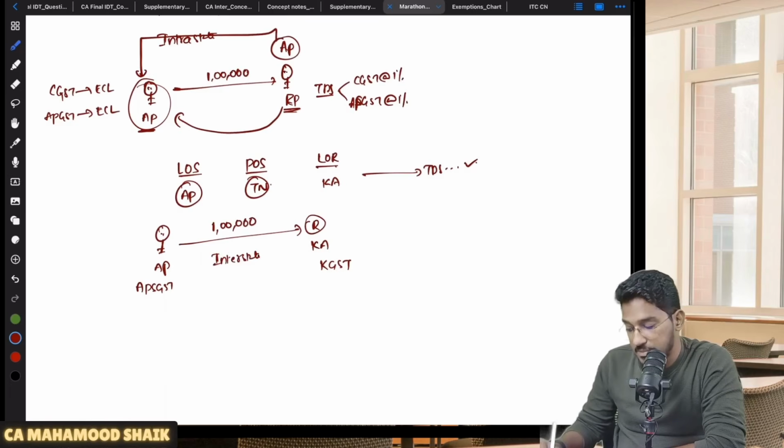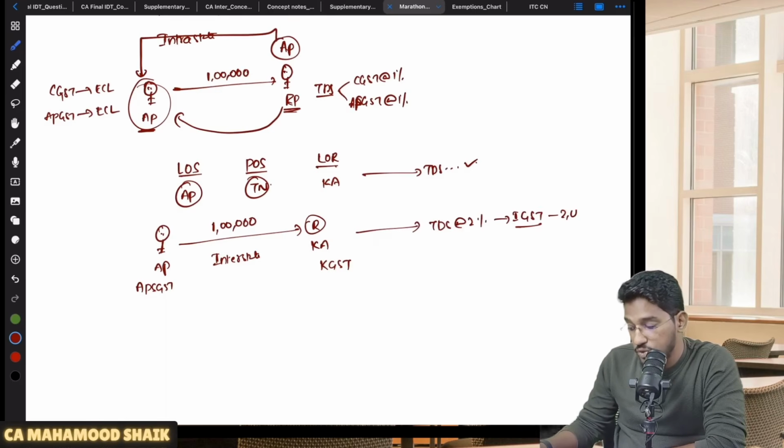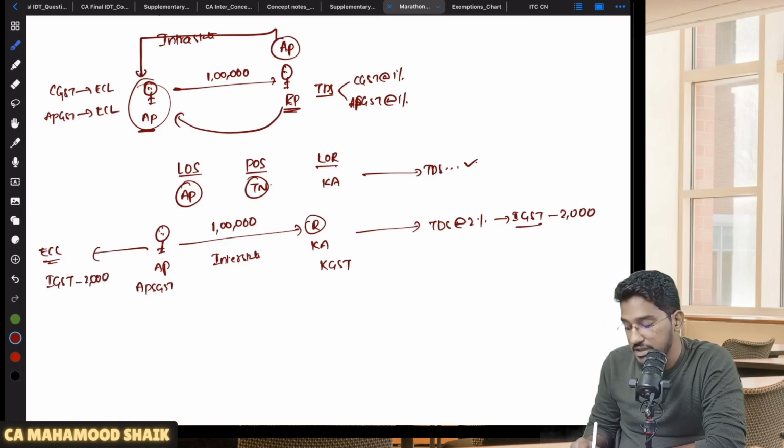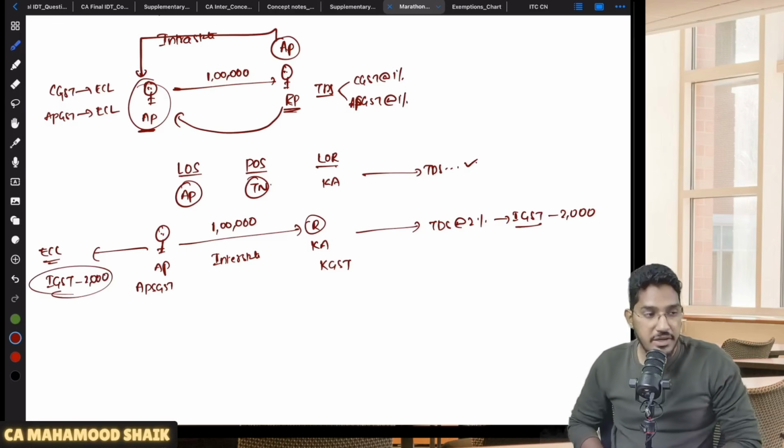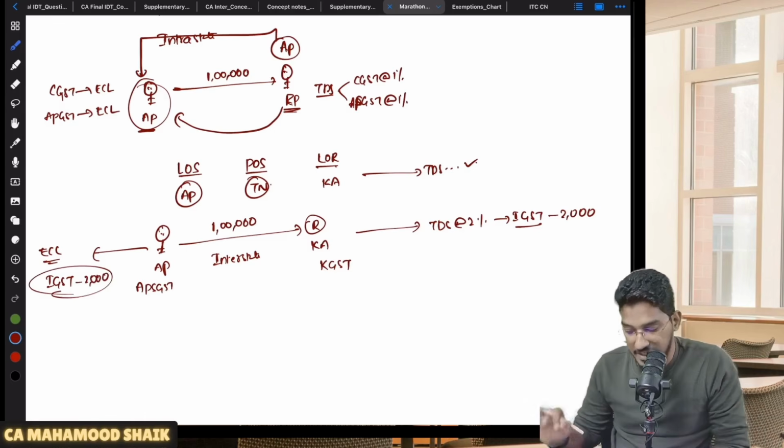If it is an interstate supply, here the recipient will deduct TDS. How much? At the rate of 2%. Which TDS? IGST he will deduct. So IGST, let us say for example 2000 he has deducted. Now this IGST is required to be claimed by the supplier in his electronic cash ledger. How will he claim it? IGST credit of 2000 he will claim in his electronic cash ledger. Will there be any trouble here? No, here also there will not be any trouble.